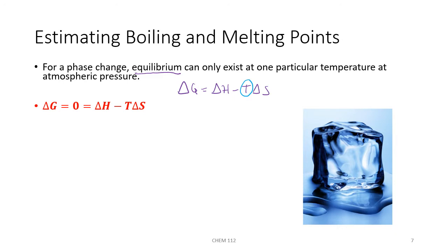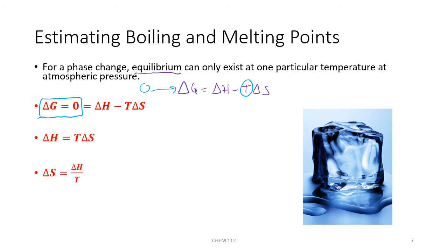We learned that delta G is equal to 0 when a reaction is at equilibrium. So we can plug 0 in to delta G and rearrange our equation. We'll have 0 equals delta H minus T delta S. And we can move our T delta S term by adding it to the other side, which will give us delta H equals T delta S.